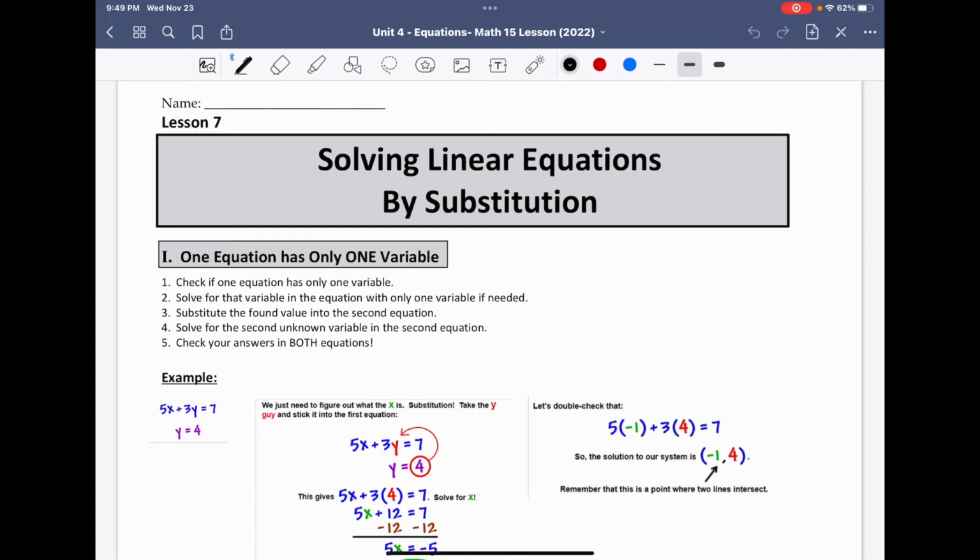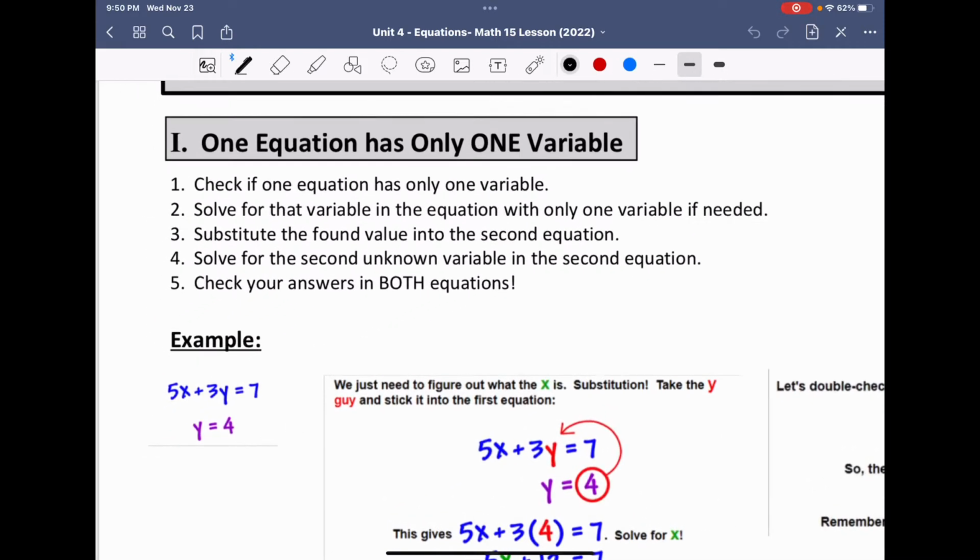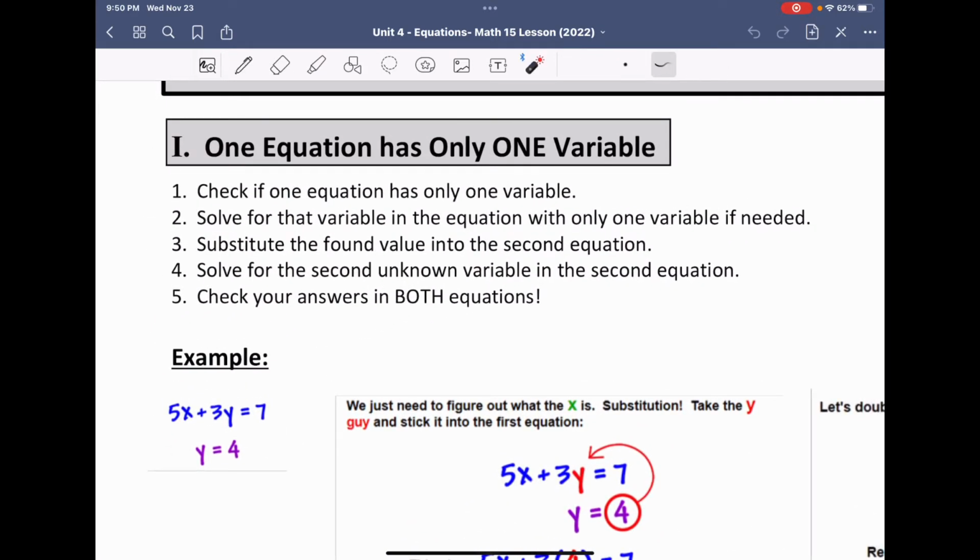But for now, what we're going to do is discuss solving linear equations by substitution, which is one of the methods in which we can compare two equations to one another. So suppose I give you an equation with only one variable in one of the equations. Well, how do we solve this? What we would have to do is consider the example below here. 5x plus 3y is equal to 7, and y equals 4. These represent equation one and equation two, and we're going to want to compare these to one another.